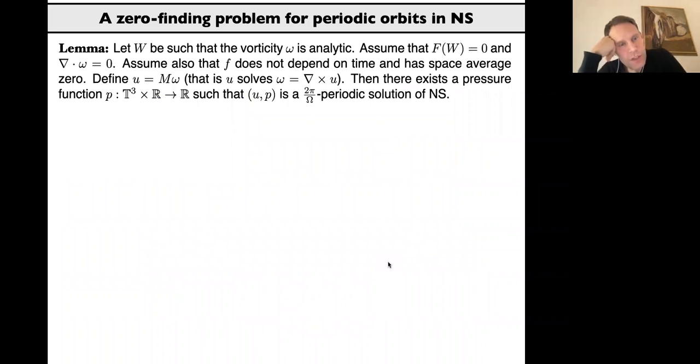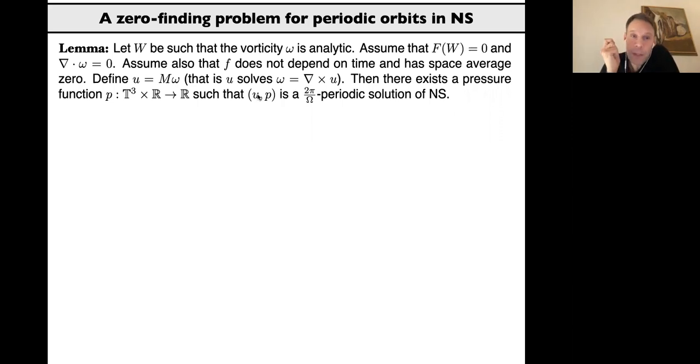Here's the justification for solving f equals 0: if you have W such that f of W is equal to 0 and the divergence of omega is equal to 0, and if f does not depend on time and has space average 0, then when you define u to be a solution of omega equals the curl of u, which is possible to do, and there's a very explicit solution to that in Fourier, then there exists a pressure function and there exists a u, the one solving this equation, such that u and p form a 2 pi over omega periodic solution of Navier-Stokes.